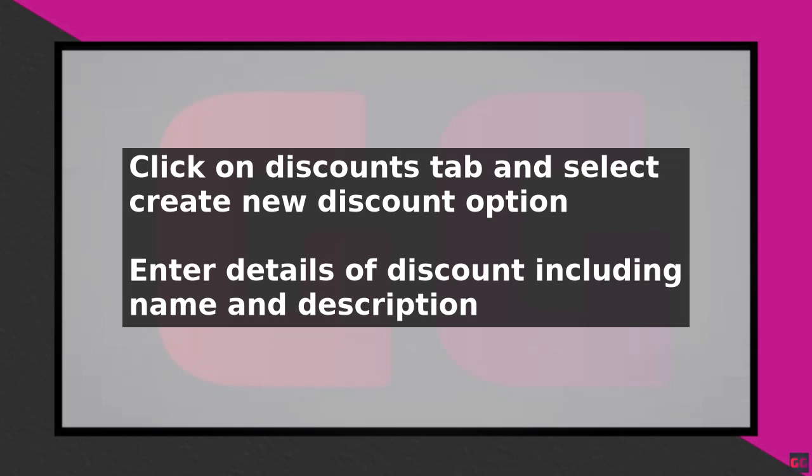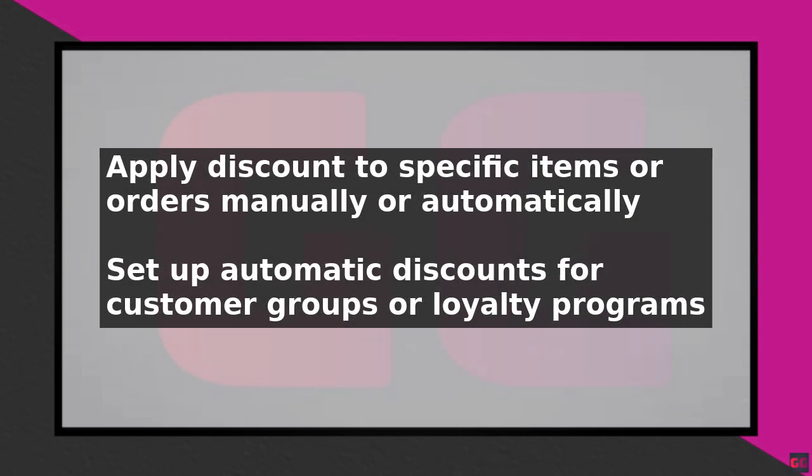To apply a discount to an order, navigate to the Orders section and select the order you want to apply the discount to. Click on the Apply Discount button and select the discount you want to apply from the list of available discounts. The discount will be applied to the order and the new total will be displayed.